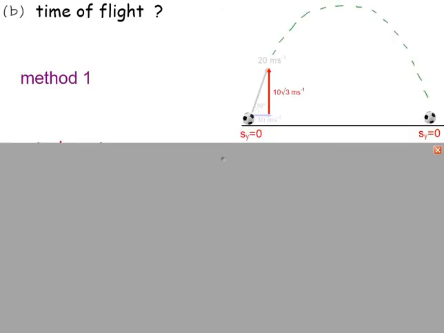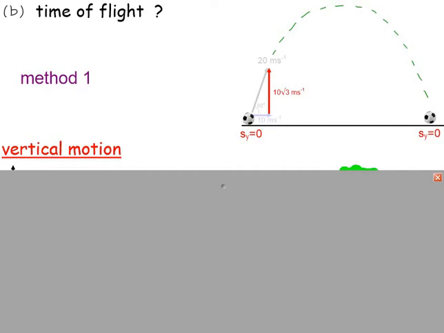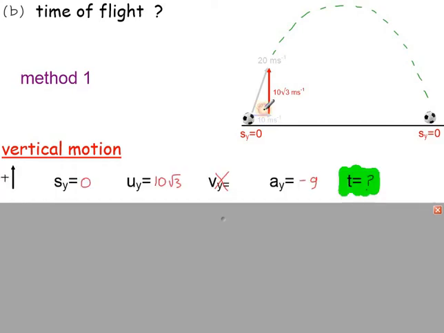To work out the time of flight, so the time the ball spends in the air before hitting the ground here, there are 2 methods. Method 1, looking at vertical motion, we know that the displacement vertically here is 0, and the displacement right here just before the ball hits the ground is also 0, so 0 meters. We don't need to know the velocity component vertically here, so I've crossed that one out. We're looking for t, the time of flight.